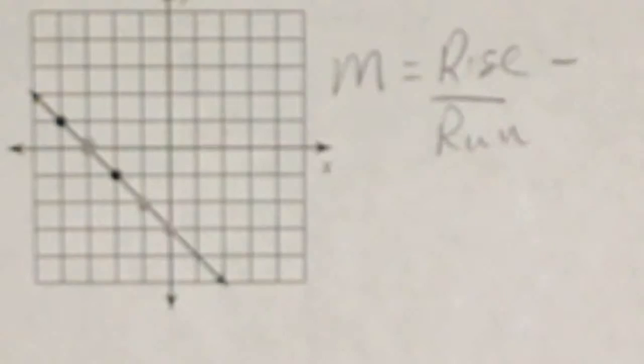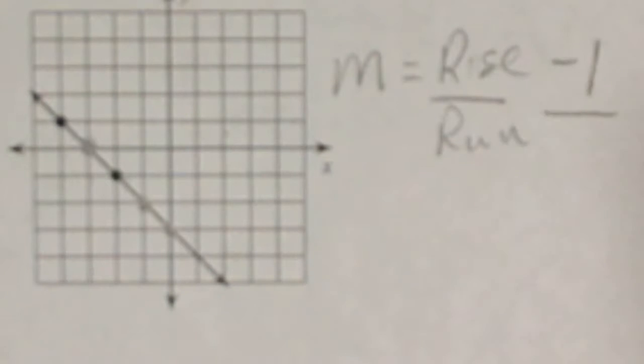So really, they could have bubbled in this point. It's every one of these. So what's actually going on here is it's going down 1 and over 1, down 1, over 1, down 1, over 1. So my rise is -1, negative because I'm not going up, I'm actually going down, and then I'm running 1. So -1 over 1 is just going to equal -1. That's my slope.